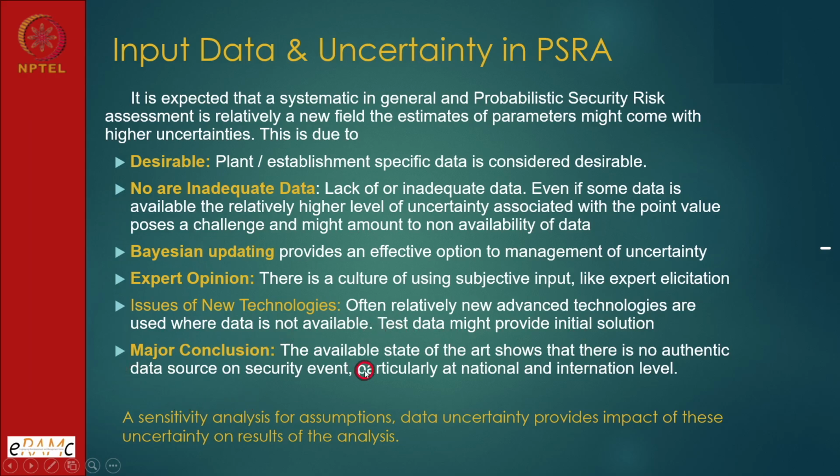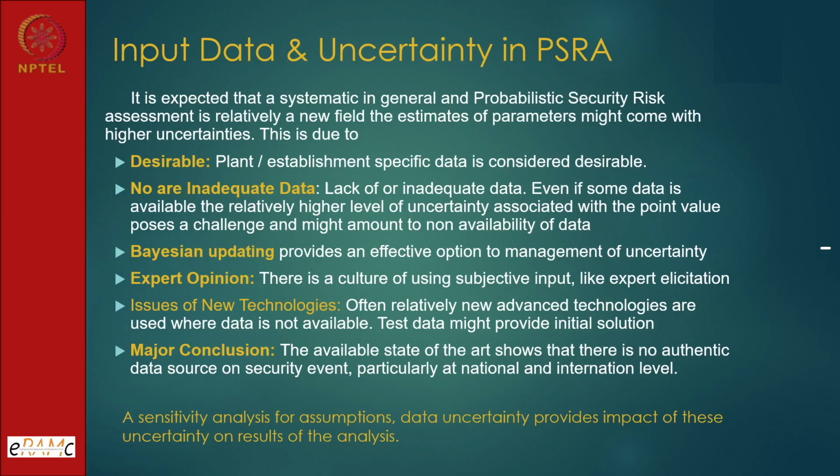Major conclusion: the available state of the art shows that there is no authentic data source for security events, particularly at national and international level, and good collaboration is required. International organizations like the International Atomic Energy Agency and the Nuclear Energy Agency are working on this kind of very critical subject like PSA and security risk assessment. And now there is good acceptance that safety and security have overlapping areas.